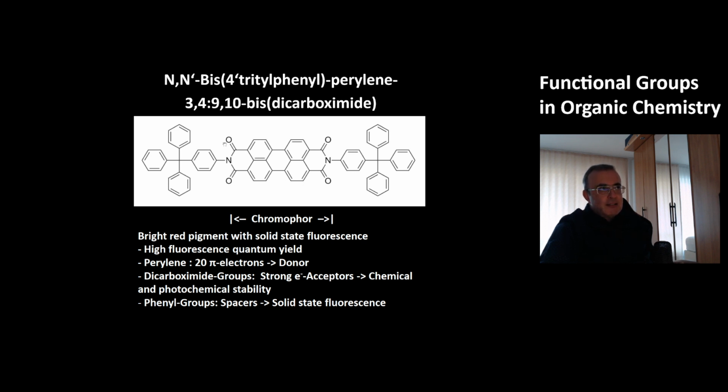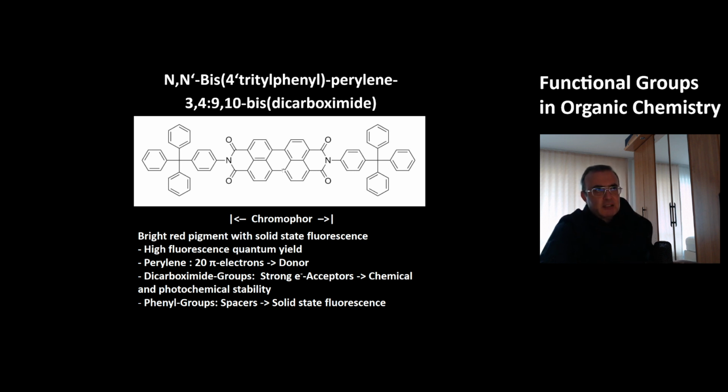And this structure, including the perylene and the two dicarboximide groups, is called the chromophore, because it's the structure that gives this molecule its color. And the color is bright red. It's a pigment, and it has a solid state fluorescence. The carboximide groups are strong electron acceptors. This gives this compound chemical and photochemical stability. And the phenyl groups are spacers.